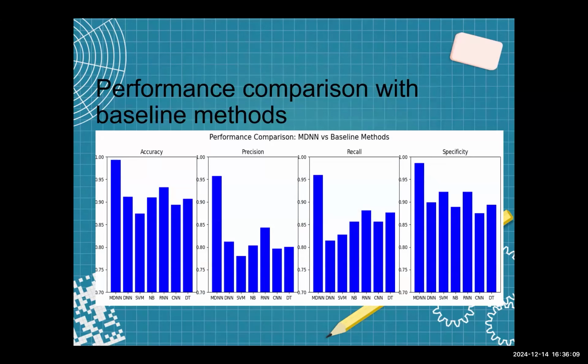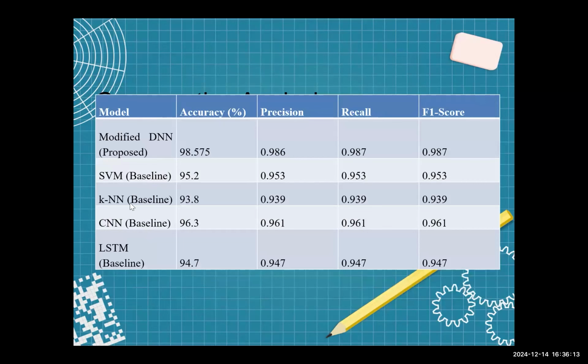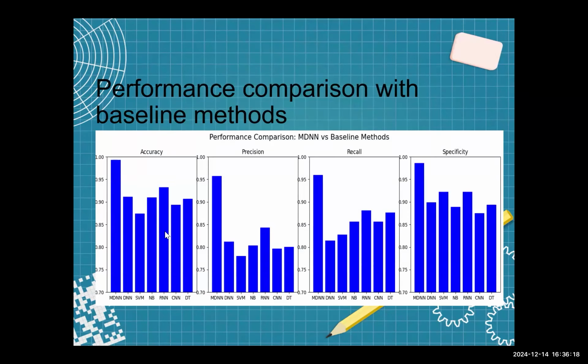Here, this is the comparison of performance with other existing methods like SVM, KNN, CNN, LSTM. When we compare, the accuracy is here, this is our modified DNN, existing DNN, SVM, like this, there is a comparison, in precision also. This is the first flow graph. It shows accuracy. Second one, precision. Third one is recall. Fourth one, specificity.